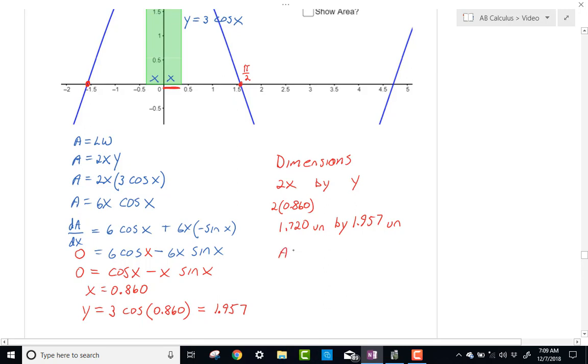So area equals, and I don't have that on my notes, so let's pop out a calculator real quick, and we'll do 1.720 times 1.957, and we get an area of 3.366 units squared. Alright, so I'm going to pause for a second, grab a drink of water, and we'll be back for the next one.